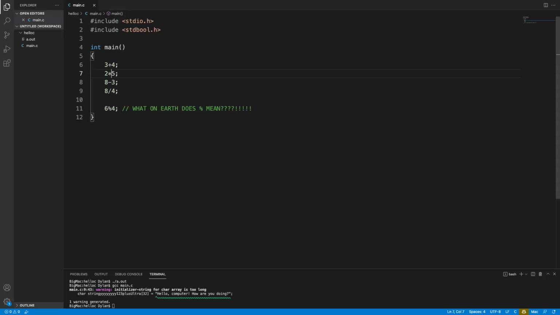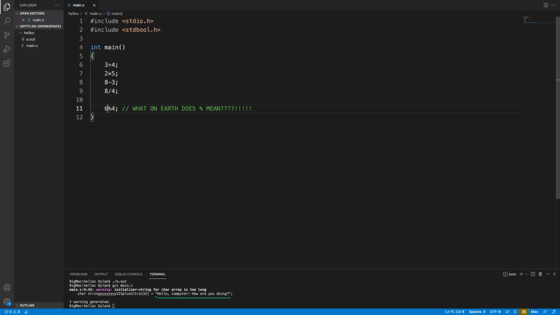You're probably familiar with these four statements right here and what they mean. Obviously, they don't really do anything on their own at the moment here, but if they're in a statement, you probably understand what these mean. But what on earth is this? I mean, 6 % 4? That just doesn't make any sense.